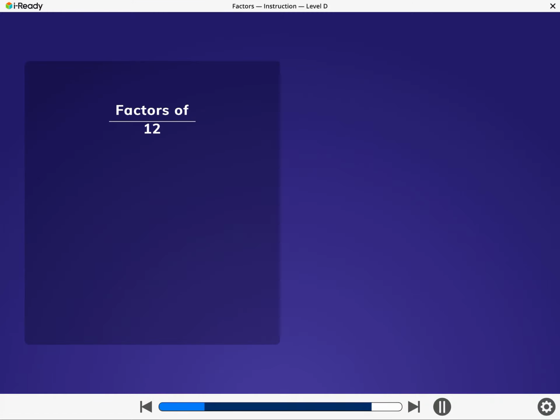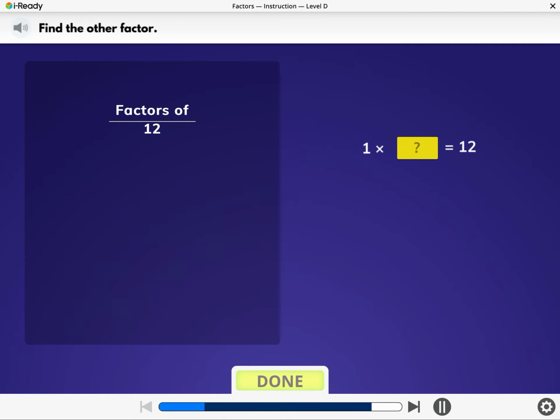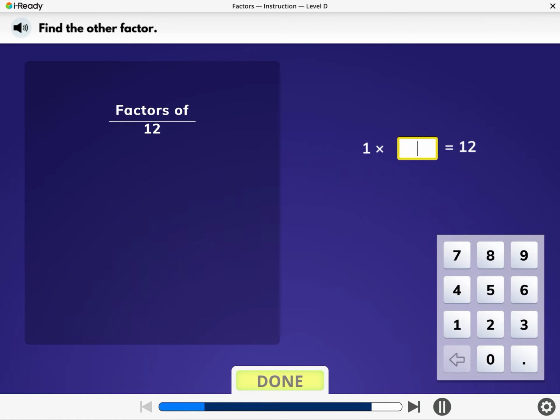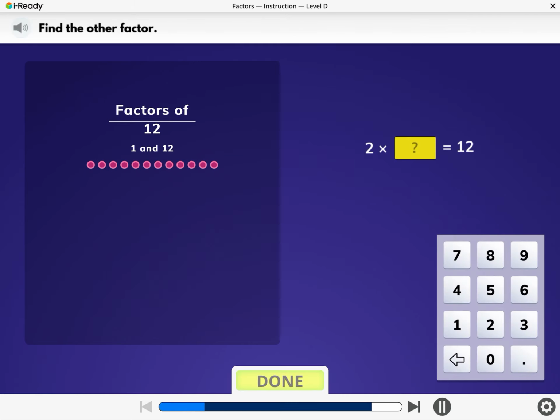Now look at 12. Start with 1. Is 1 a factor of 12? Find the other factor. 1 and 12 is a factor pair of 12. Check 2 next. Find the other factor. 2 and 6 is a factor pair of 12.